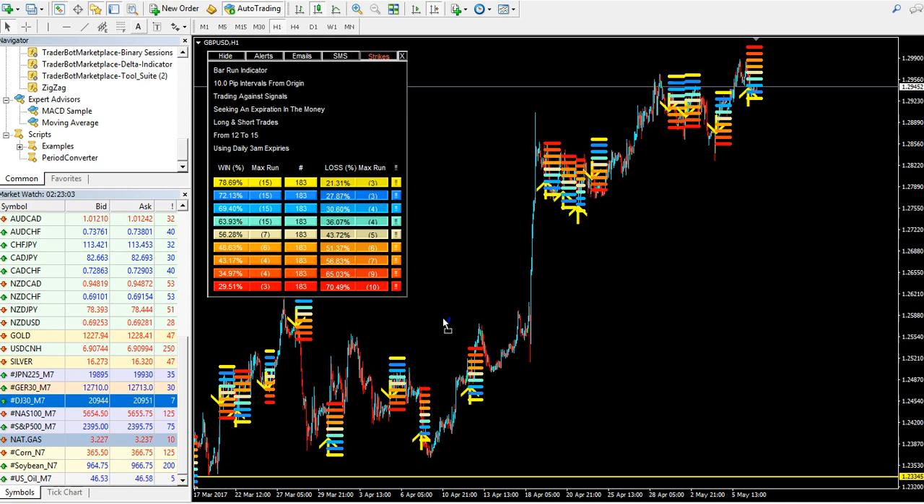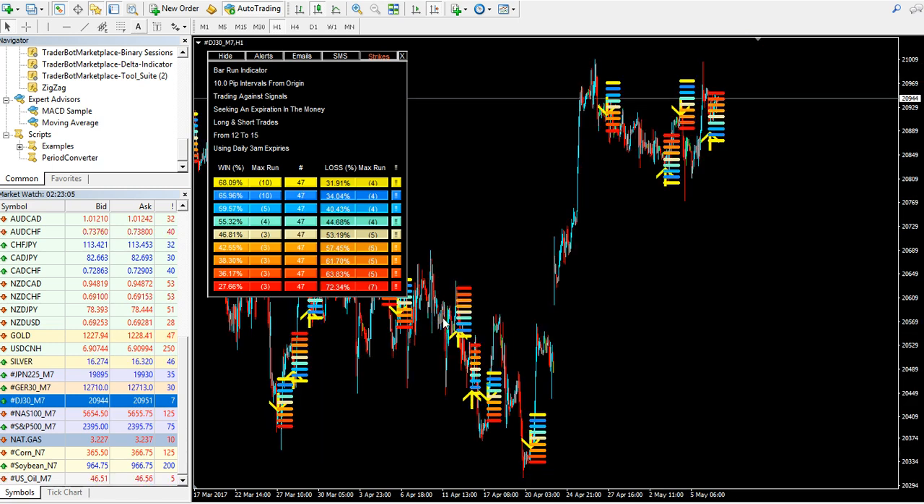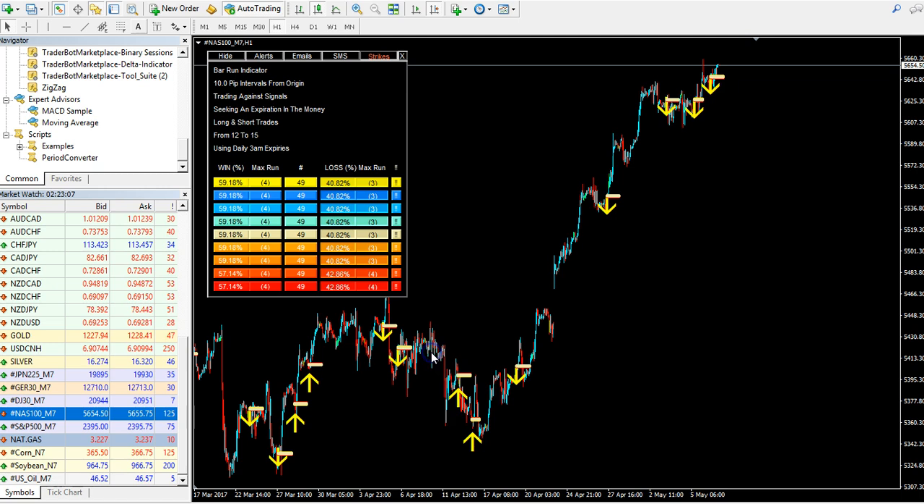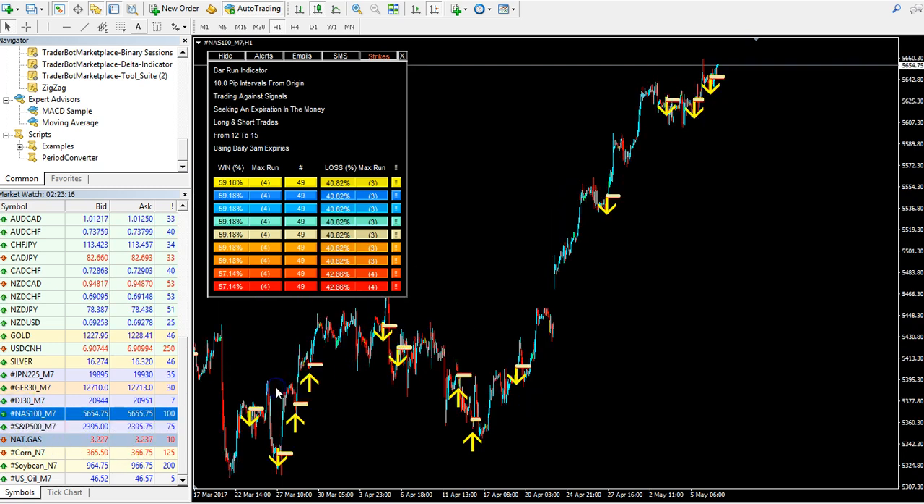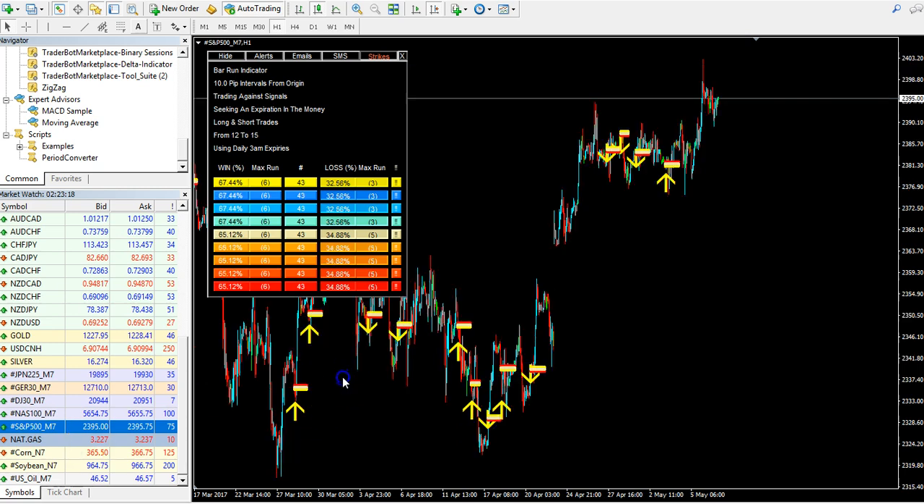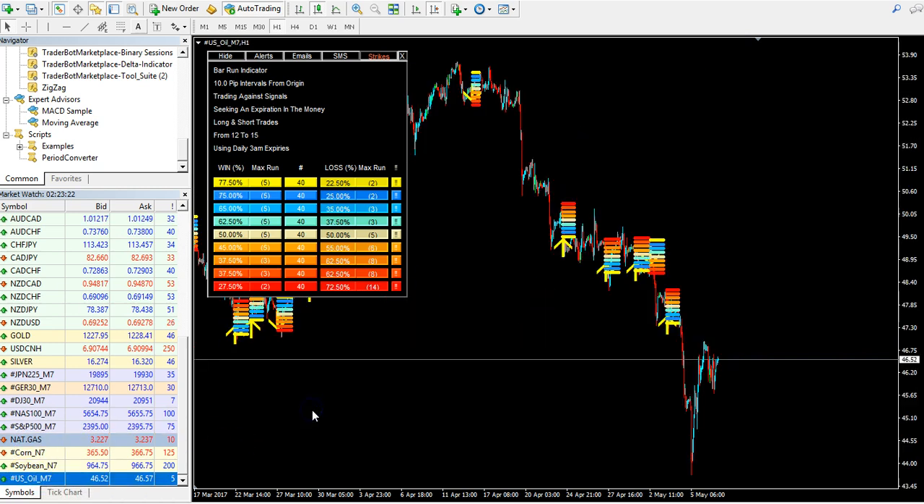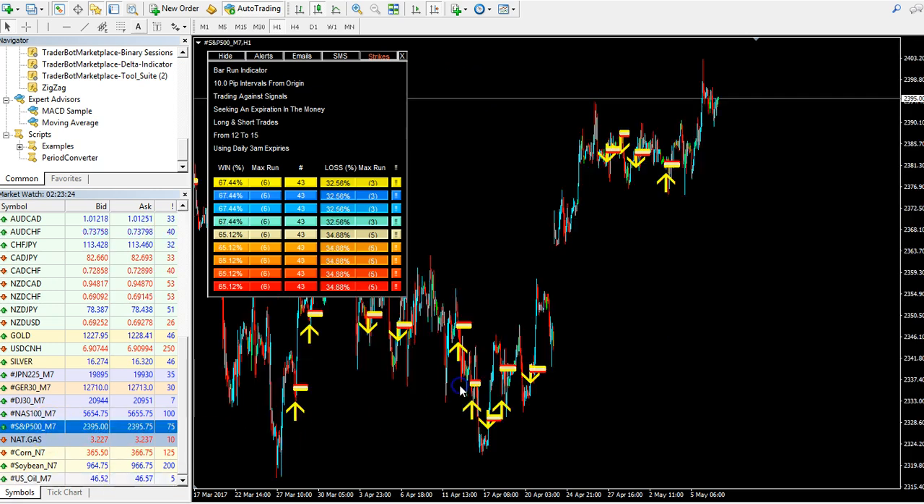Let's look at this index here, the Wall Street 30 or Dow Jones 30. Nope, no good. NASDAQ. NASDAQ's good. We'll come back to that. S&P 65, good. NASDAQ was 59. S&P is 65. And oil, nah. So let's look at S&P. This may be something for S&P. Okay, we've got a 65% win rate.